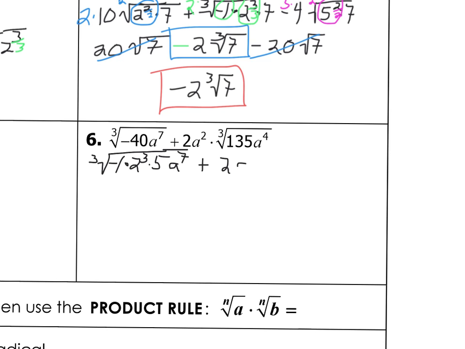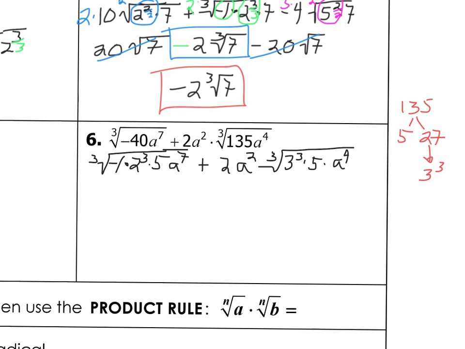plus 2a squared times the cube root of 135. Let me do that over here to the side. So 135. I know that 5 goes in there. So 5 goes in there twice, and 7. And so 27 is 3 to the third. So 135 is going to be 3 to the third times 5 times a to the fourth.